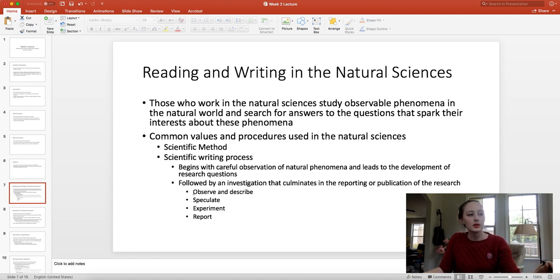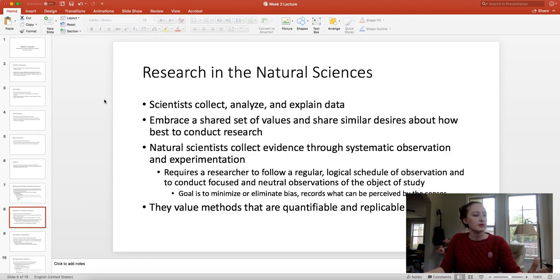So they will observe and describe, observe a natural phenomenon and describe it. They will speculate, ask themselves, why does this happen? They'll come up with a hypothesis. Then they will conduct an experiment, and then they will report on that experiment. And we're going to be looking at some scientific reports for Project 1. So, research in the natural sciences, what are these scientists doing? Well, they're collecting, analyzing, and explaining data. That is the job of research in the natural sciences.